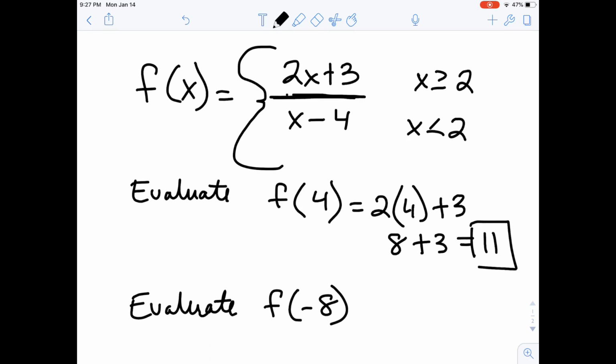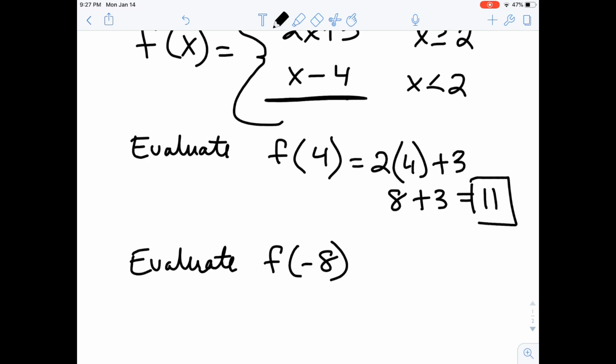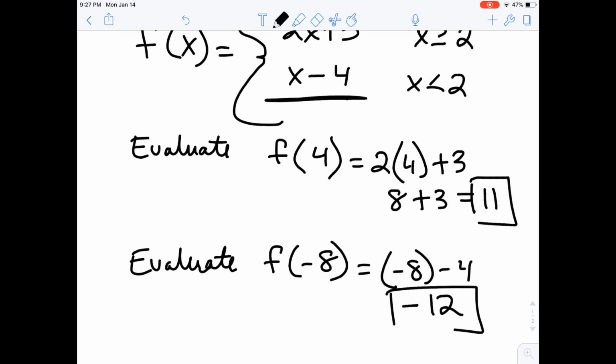Okay, now if f of negative 8, well, negative 8 is less than 2, right? It's way smaller. And so what I'm going to do is plug it into this equation. So f of negative 8 equals negative 8 minus 4. Doing a little bit of math, you get negative 12. And that would be your answer.